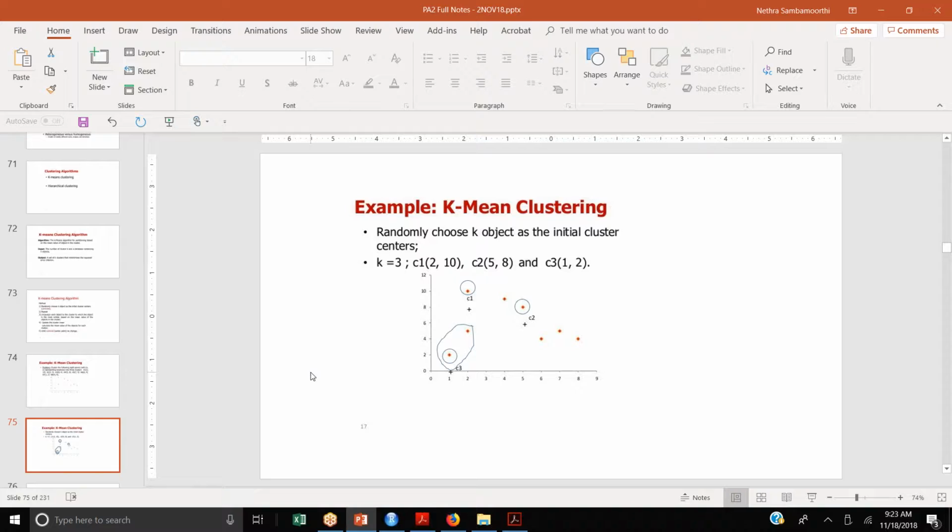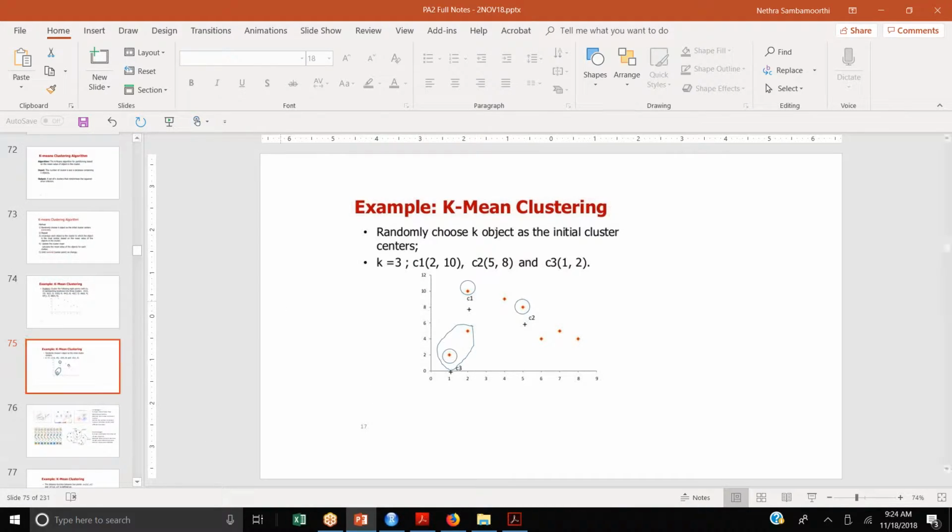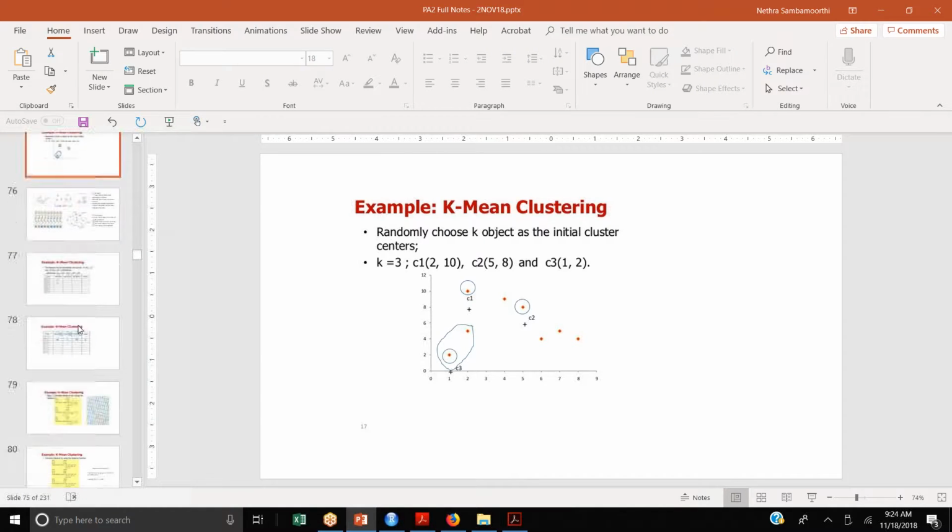And if that's the case, randomly start anywhere. So I'm saying randomly we started C1, C2, C3 here. It could be C1 here, C2 here, C3 here. Doesn't matter. And once you have randomly selected points, we can use a type of distance.